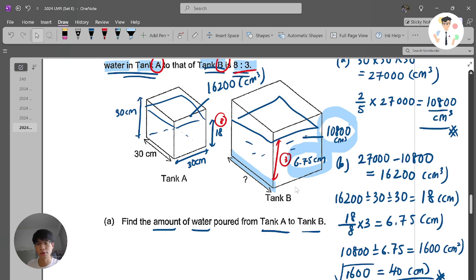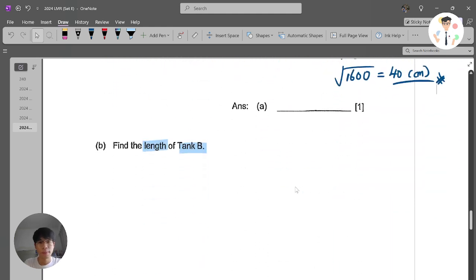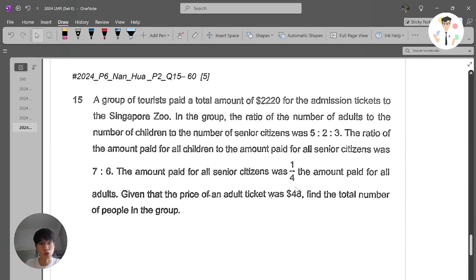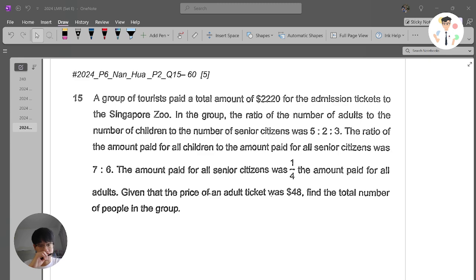Let's move on. Now we shall move on to one of the questions that is a bit more interesting because it's a 5-mark question. It's paper 2 question 15 from Nanhua School. Okay, let's look at this question.